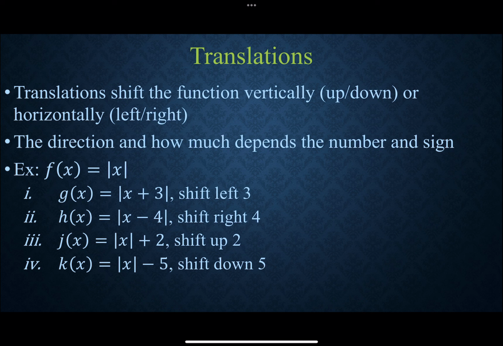So we have three main types, the first one of which is the idea of translations. This is shifting things up and down when we translate vertically, or left and right if we're going horizontally. The direction, how we go, how much we go will depend on the number and the sign. So if our basic parent function is the absolute value of x, then x plus 3 is shifting left, x minus 4 we're shifting right, plus 2 outside is shifting up, minus 5 outside shifting down. And this applies no matter what the function is. So it doesn't have to be an absolute value for this to work.